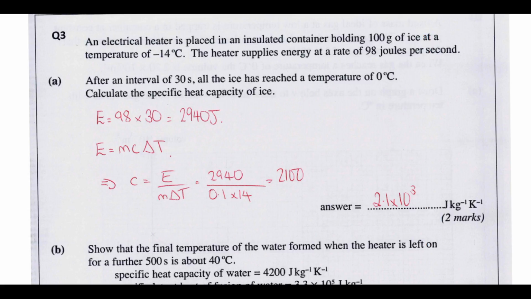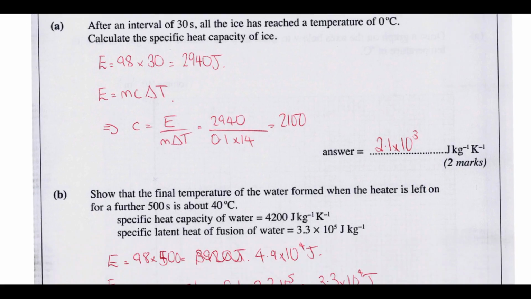So we're going to assume it's not begun the phase change here, so we're just assuming that it's essentially gone from minus 14 to 0. So we need the specific heat capacity equation, which is this one right here. We can work out how much energy we've supplied, because it's power times time, and it gives you this much. Then we know the change in temperature and the mass, so we can rearrange and solve to find the specific heat capacity, 2.1 times 10 to the 3.